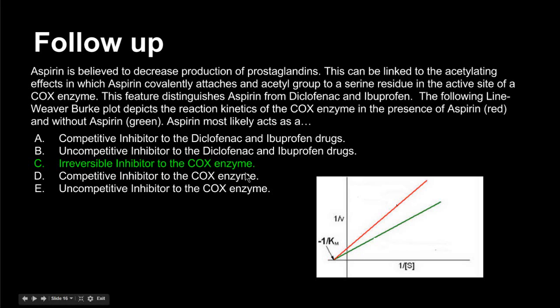D, competitive inhibitor to the COX enzyme, right? This is not a competitive inhibitor because a competitive inhibitor would have the same Vmax. So off the bat, you know that's wrong, and it would actually increase the Km. So that's not right because they have the same Km. And an uncompetitive inhibitor is actually one that we didn't talk about. An uncompetitive inhibitor actually decreases Km and Vmax.